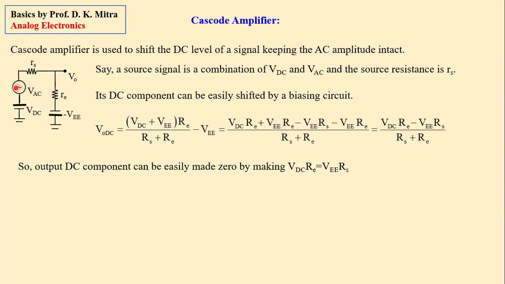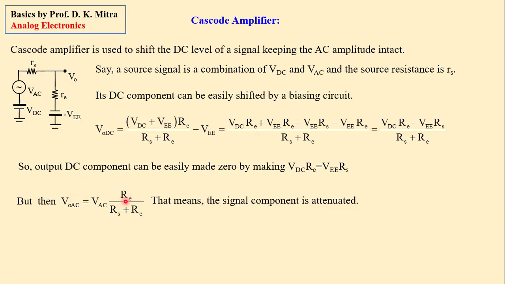But what happened to my AC signal? I said AC signal should remain intact. There should be no change. But here, there is a problem. What is the output AC? By the way, for AC signal, all these DC sources are short-circuited. You know that. So output AC is VAC divided by RS plus RE multiplied by RE. So VAC got reduced. That means the component is attenuated. So by a simple biasing circuit, you could shift the DC to 0, but the signal gets attenuated.